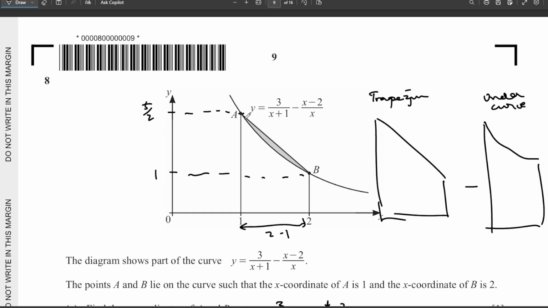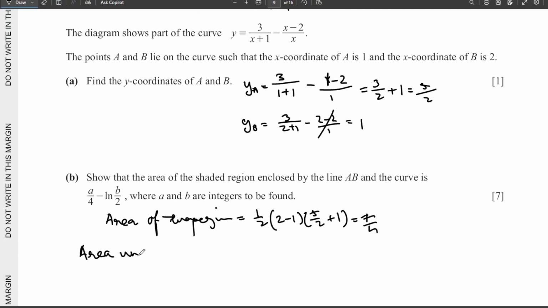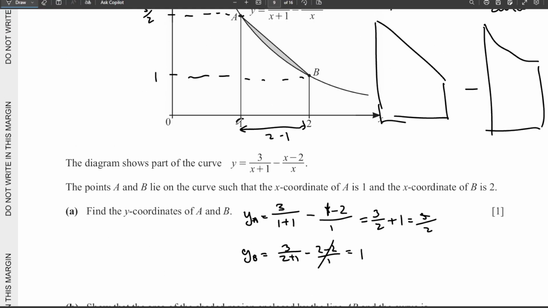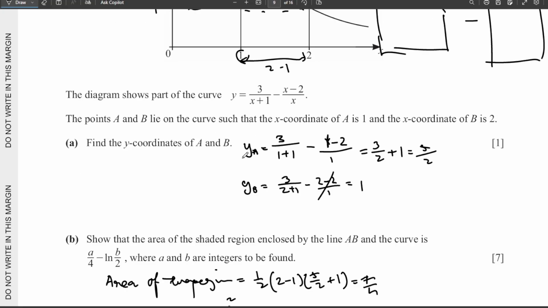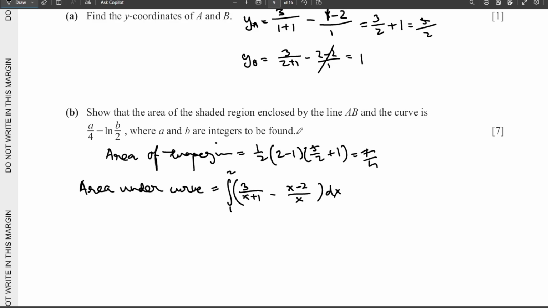Next, we want to find the area under the curve, so we need to integrate. Integrate from what limits? From 1 to 2, of this equation. Before we do the integration, let's do some simplification for the algebra part. Here, this x over x, we can split this fraction. x over x just gives us 1, and then we have plus 2 over x. So this gives us a simpler integration.